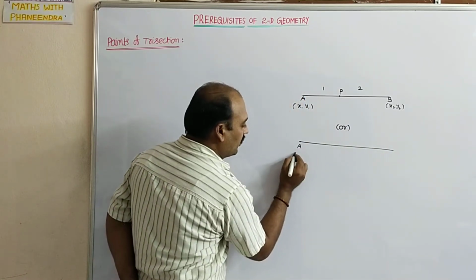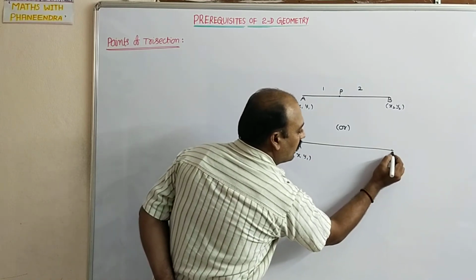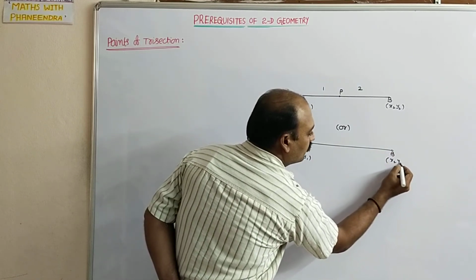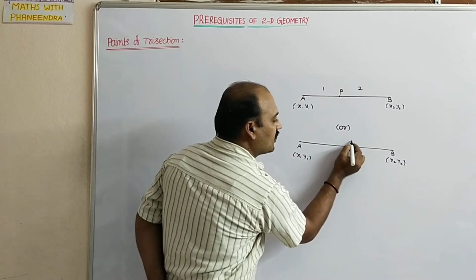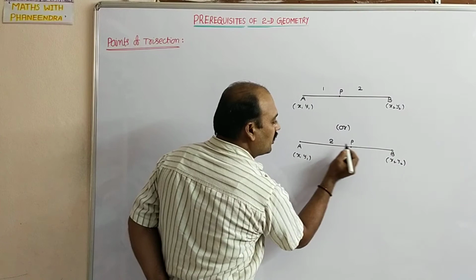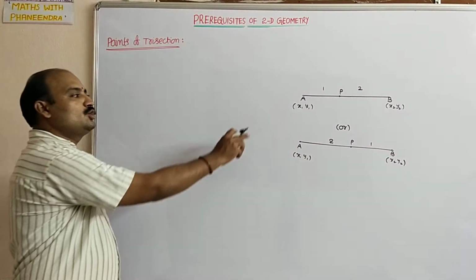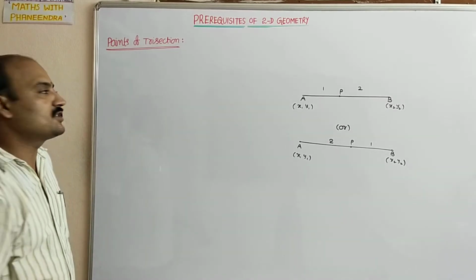A of x1, y1, B of x2, y2. The point is here. This point P divides the line segment AB in the ratio of 2:1 internally. Then these two are called points of trisection.